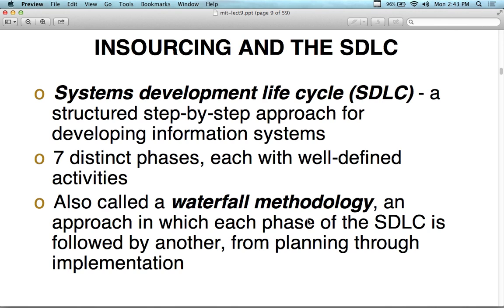But you're probably going to do a feasibility study at the beginning, and you're probably going to do some analysis, maybe come up with a requirements doc, and go through the stages. So it's a step-by-step approach for developing information systems and software applications. Seven distinct phases. Well, again, I disagree with the seven. You could probably make 5 out of them or 8 out of them.